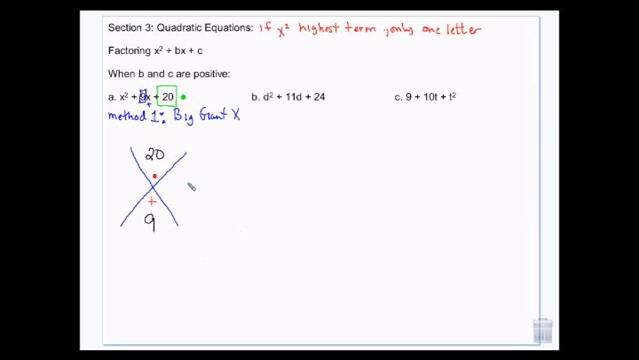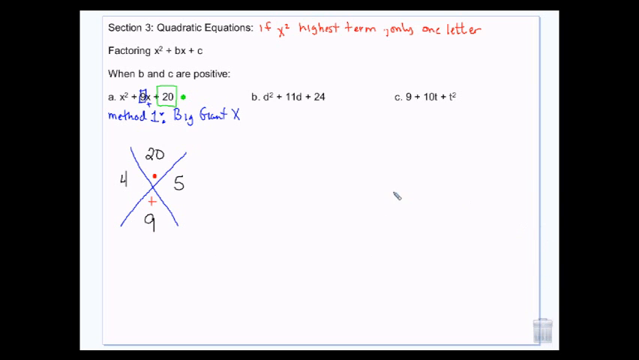Then the numbers that go in these two sides, it's like a puzzle. I'm looking for two numbers that when I multiply them, it equals 20. And when I add them, it equals 9. So you start thinking about things that multiply to equal 20. You've got 2 times 10. Well, if you add that, that's 12. 4 times 5. 4 plus 5 is 9. So my two numbers are 4 and 5. So 4 times 5 is 20. 4 plus 5 is 9. It's fun, right? So it's like a puzzle.